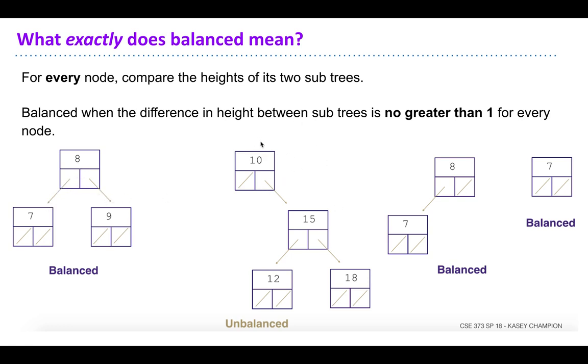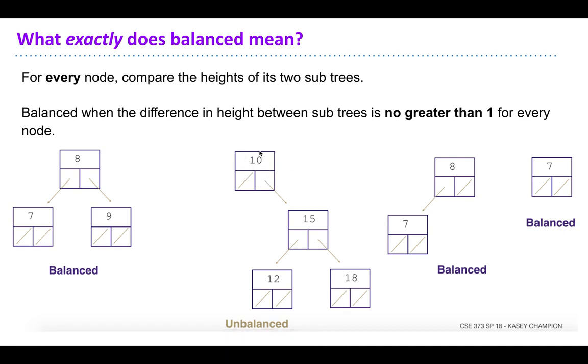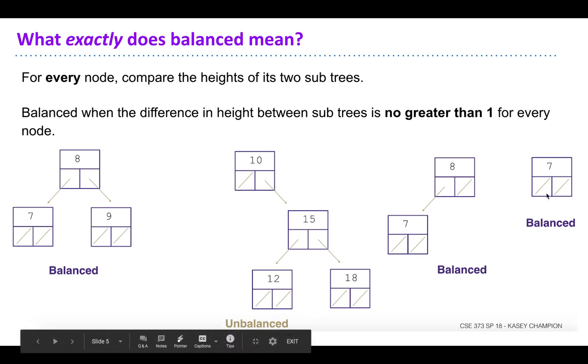So if we go over here and we look at this tree and we're wondering, is this balanced? Well, the height of its left subtree starting at 10 is 0, right? There's no nodes there. There's no arrows. The height of its right subtree is 1, 2. So does this satisfy the property that the difference in height between the subtrees is no greater than 1? Well, the height of the left subtree is 0. The height of the right subtree is 2, so the height difference is greater than 1, so this is not balanced. But similarly, we have these 2 structures that are balanced, right?